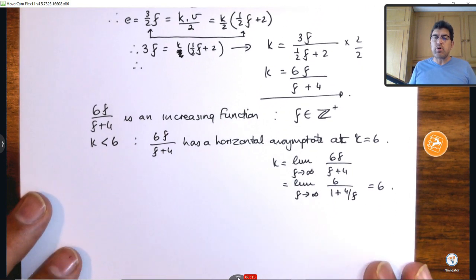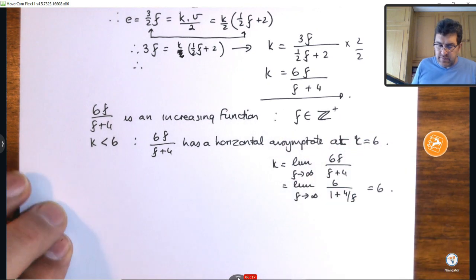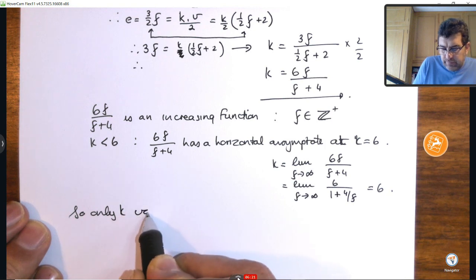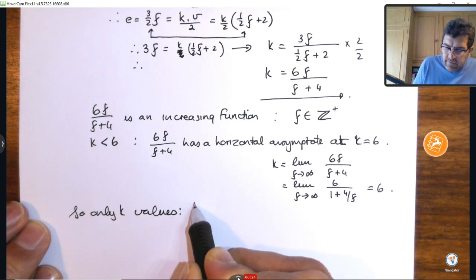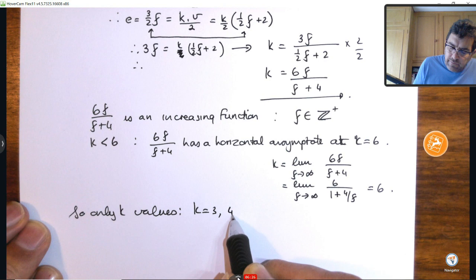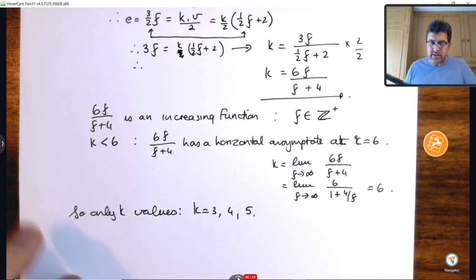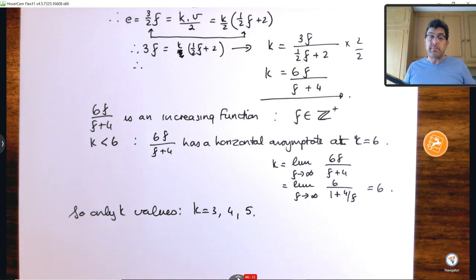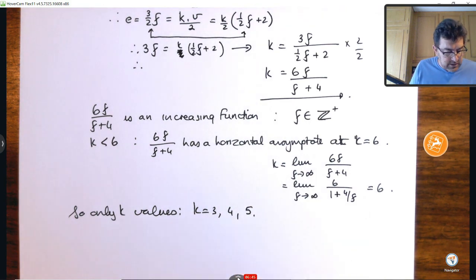Now remember, we're working with integer values of k. So the only k values that we can have here are k is 3, 4 or 5. Those are the integers smaller than 6 and bigger than or equal to 3. Remember, what are we looking at? We're looking at triangular faces. So the minimum number of edges that we can have here is indeed 3 to form that triangle.